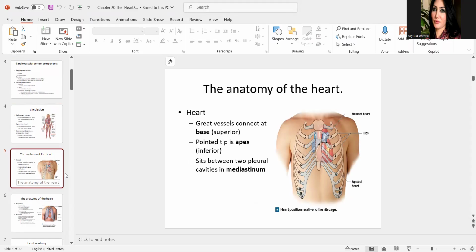Let's see heart location and position. The heart is in the thoracic cavity near the anterior chest wall, directly posterior to the sternum. The great vessels, both veins and arteries, are connected to the superior end of the heart at its base, and the inferior pointed tip of the heart is called the apex. The heart sits in the inferior portion of the mediastinum, the region between the two pleural cavities.